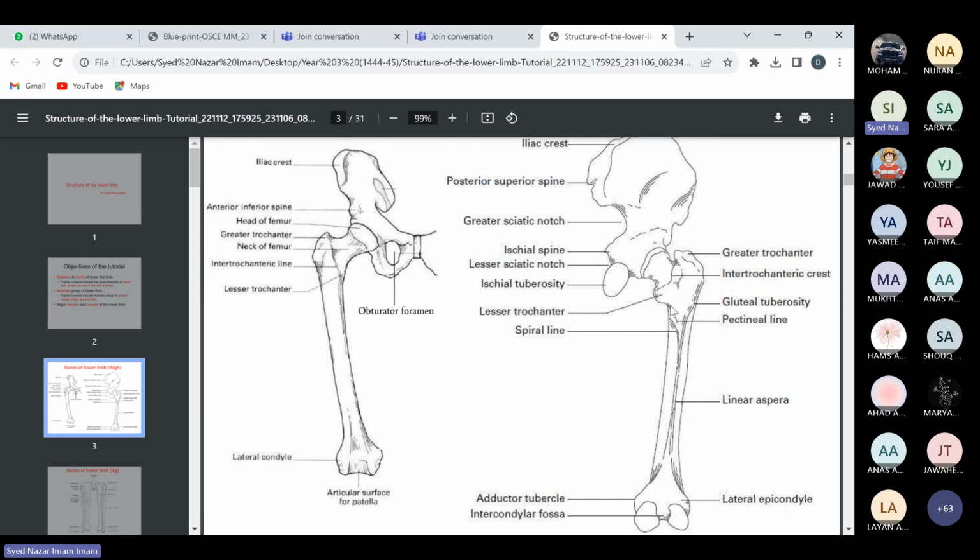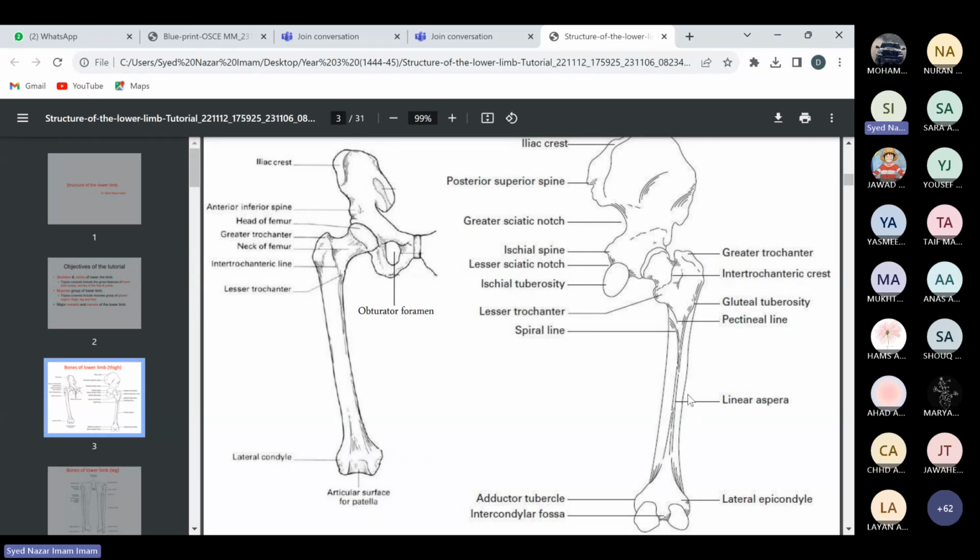Now, in the shaft there is a neck, and anteriorly there is an intertrochanteric line, and posteriorly there is intertrochanteric crest. Now look at the shaft. Anteriorly, you will not be able to appreciate any borders because this is all flat. But posteriorly, you can see one prominent border, and this prominent border is called linea aspera. It has two lips, the medial lip as well as the lateral lip.